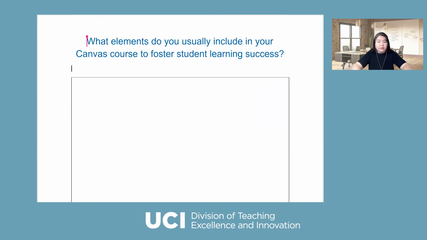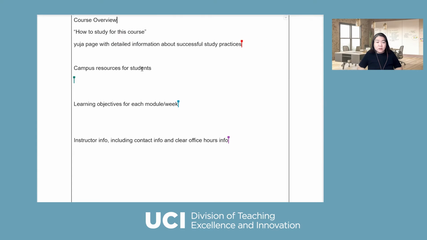I will get started with course overview information. What other information do you usually include to foster students' learning success, and to keep your students on the learning pace you designed for them? Some faculty say how to study for this course. That is so important to onboard your students, to give them recommendations on how to study this course and set the right tone at the very beginning. Some people say instructor information, which is very important so students know how to contact you or the TA and can reach out with questions.